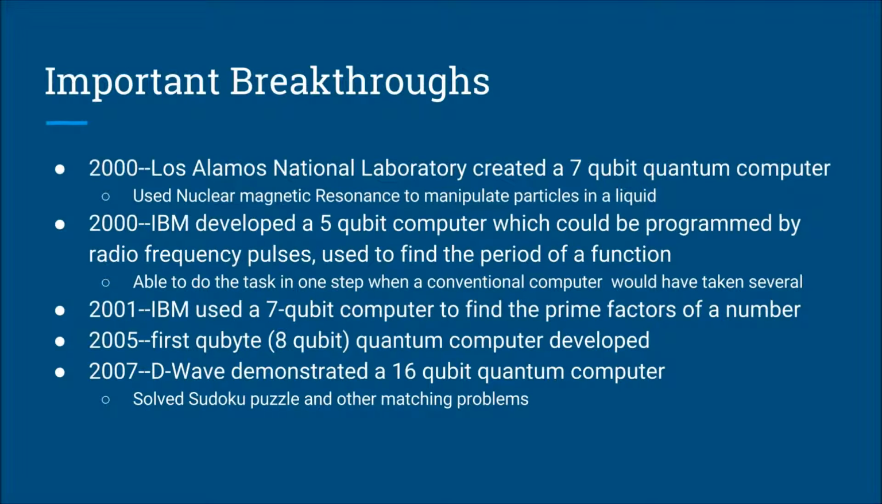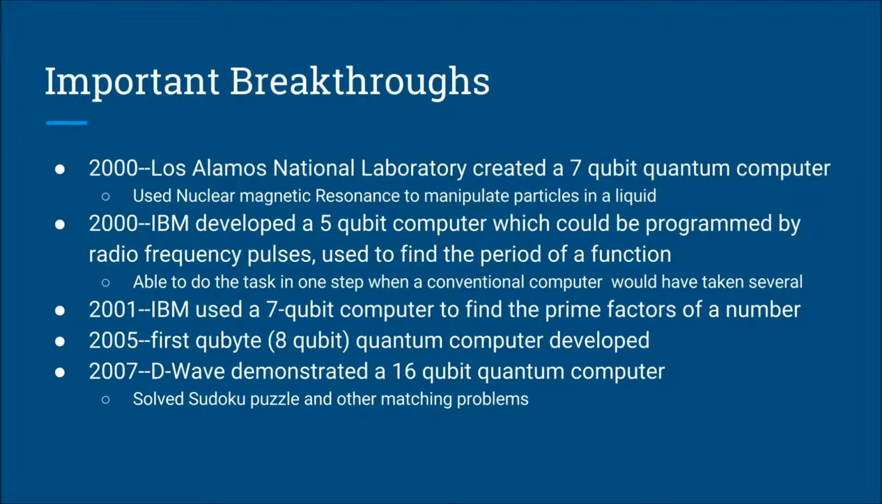Alright, now let's go into some important breakthroughs over the past several years. So in 2000, Los Alamos National Laboratory created a 7-bit quantum computer that used nuclear magnetic resonance to manipulate particles in a liquid. Basically, they had a quantum computer in one drop of liquid, and they used this to make the particles line up and turn into a functional little computer.